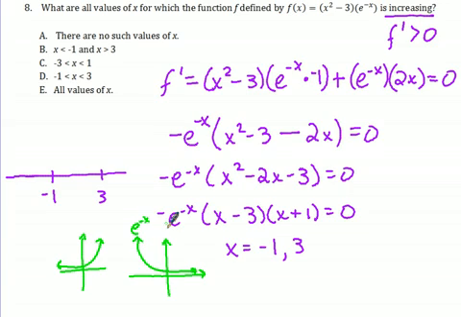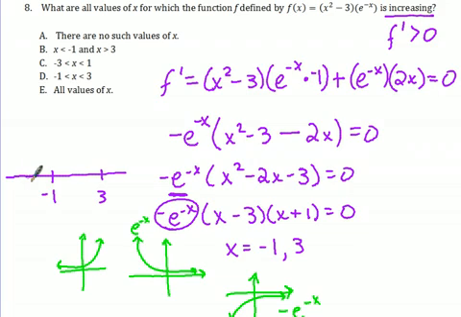But then I have negative e to the negative x, and so that transformation flips it over the x-axis, and so it looks like this. This is negative e to the negative x. So notice that this negative e to the negative x, this factor here is always negative. This is always going to be negative. So really I just have to plug into these two and remember to multiply by a negative.